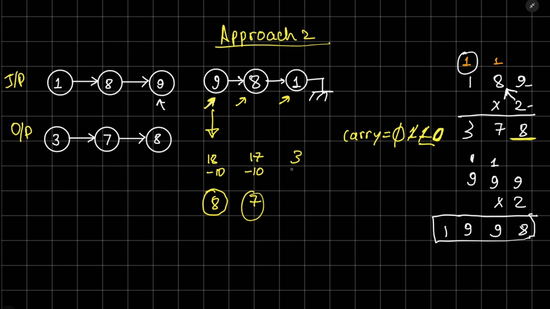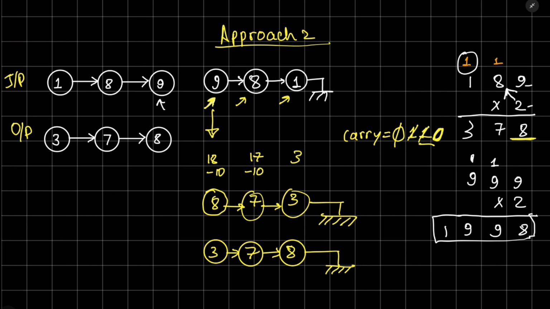And now 3, and our carry here was 1, which is already added in 3. So that would give us 3. So we have updated these values by 8, 7 and 3. So finally what we have to do is we have to again reverse this linked list, and that would be our answer.